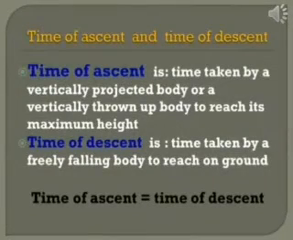It is essentially you have to learn two important terms. First one is time of ascent, second one is time of descent, when you have studied the motion of a body under the action of gravity. What is time of ascent? Time of ascent is the time taken by a vertically projected body to reach the maximum height. Then what is time of descent? It is the time taken by a freely falling body to reach the ground.